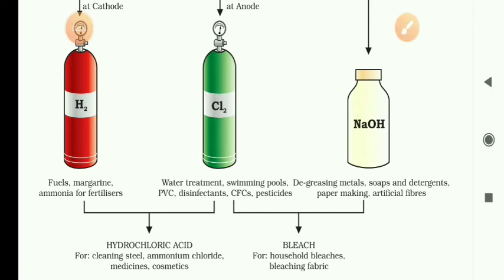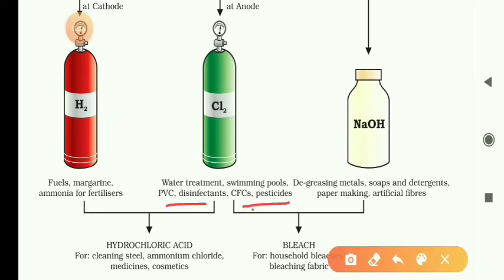The next one is chlorine. In water treatment, it is used as a germicide and disinfectant for the sterilization of water. It is also used in the manufacture of PVC, CFC, and pesticides. So in this way Cl2 is used, and also in the manufacture of bleaching powder.